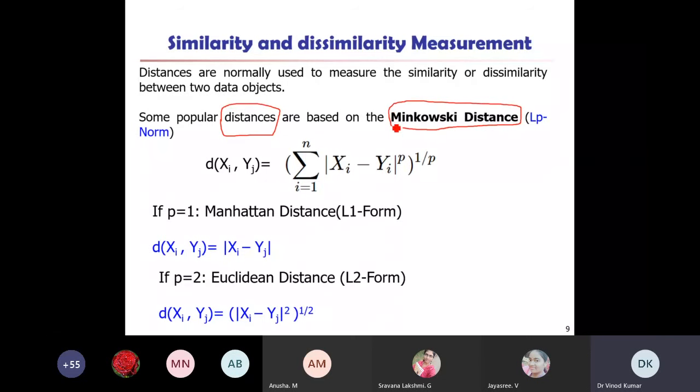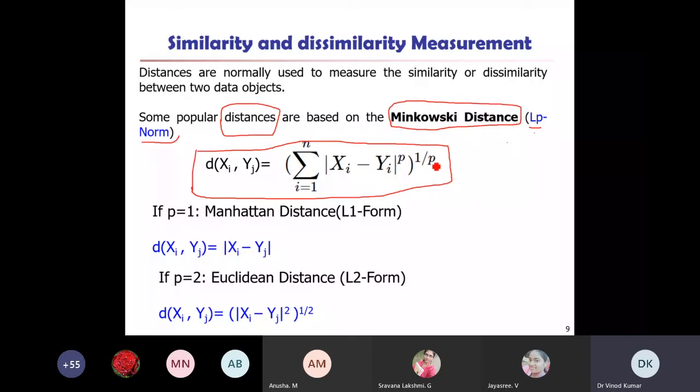This is the generalized formula for all kinds of distance formulas, and it is also known as the norm form. You need to know the meaning of this one. This is the general formula, and from this all the other formulas are derived. See, if I have the point x minus y to the power p, and the whole thing to the power 1 by p.